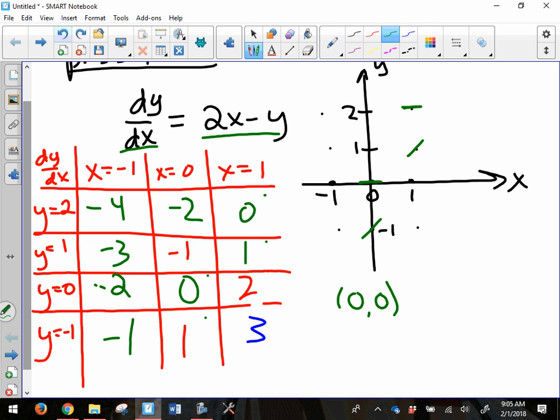Negative 1 you should have a pretty good feel for as well. So 0 comma 1 is negative 1. And negative 1 has a slope of negative 1.